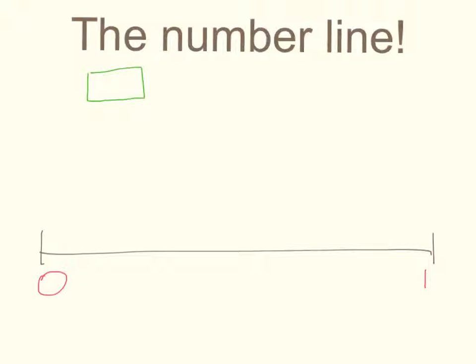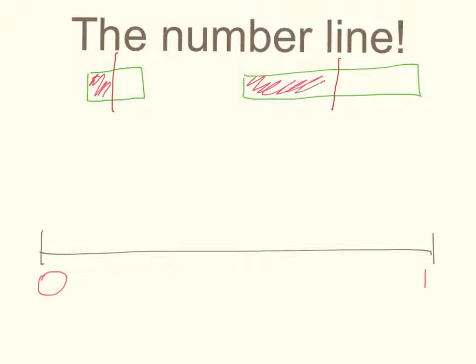I can draw a rectangle here, and I can draw a rectangle here, and I can cut this one in half, and I can cut this one in half. And you can see that even though they both show half, clearly this one is a smaller half than this one. But yet they're both half. How is that possible? Well, it's possible because fractions don't exist. It's okay that they're not the same size. They're both still showing a half.